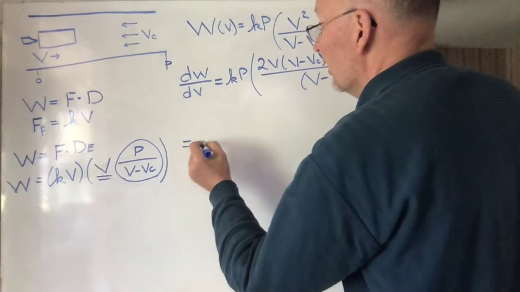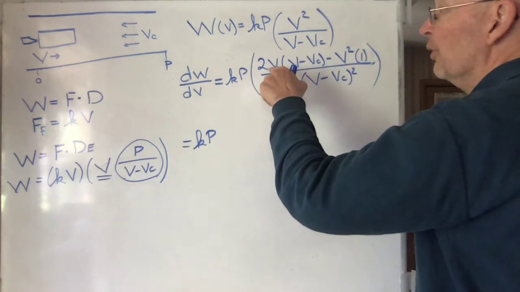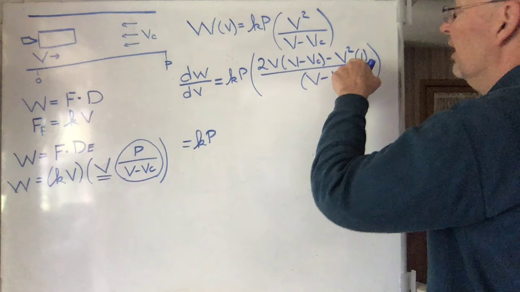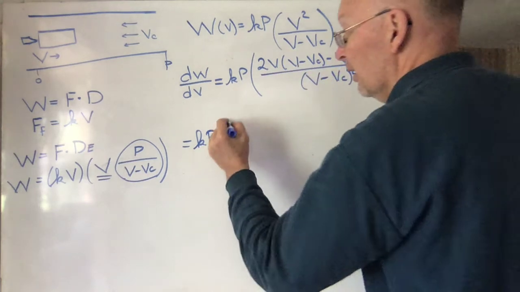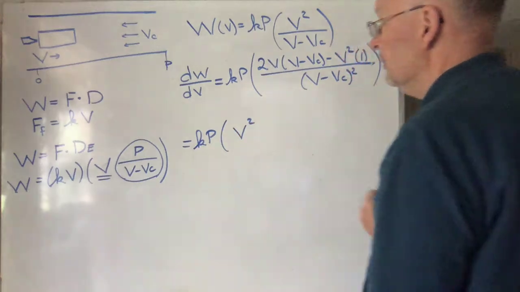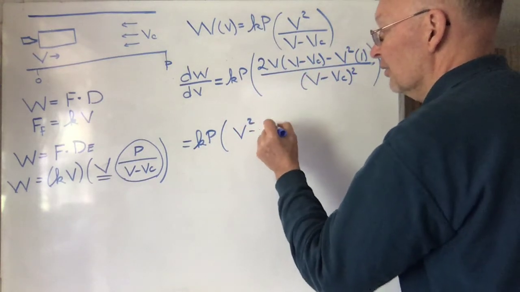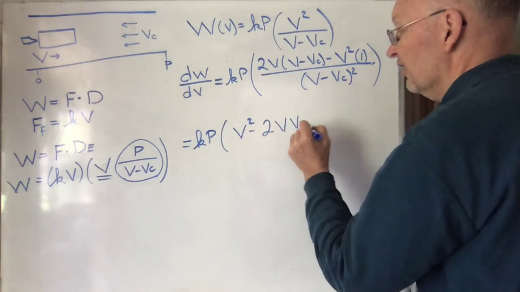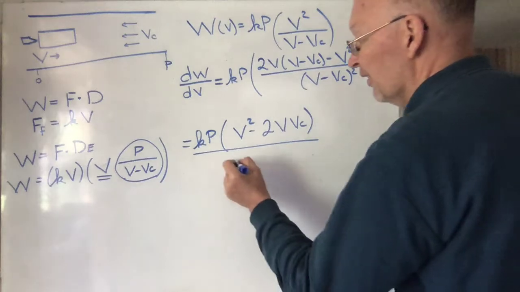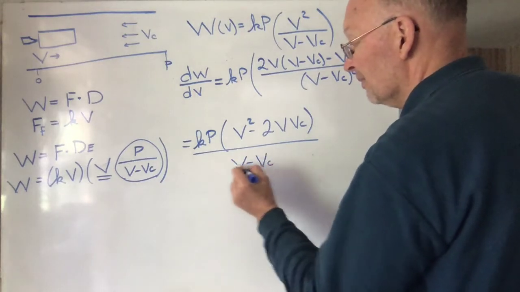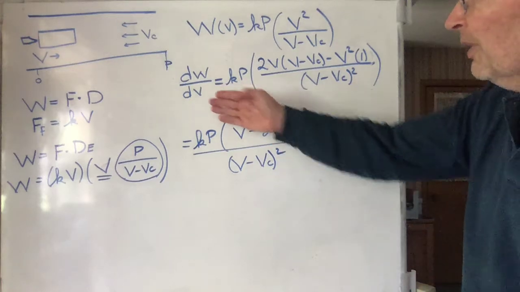So let's see what we get. We get KP. If we multiply this out, we're going to get 2V squared. Here we have a V squared, so 2V squared minus V squared is just a V squared. And then here we have 2V VC. That's all on top. All of this is still on the bottom. And so we want to know, when will this be 0?